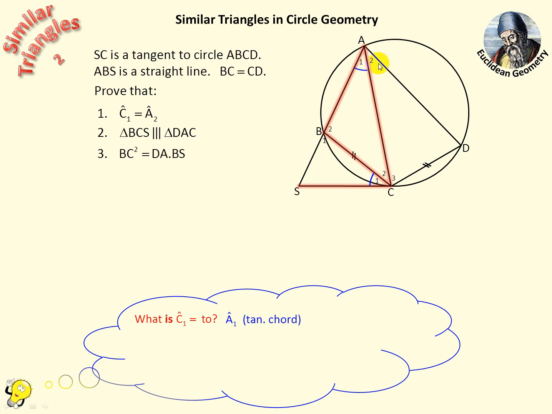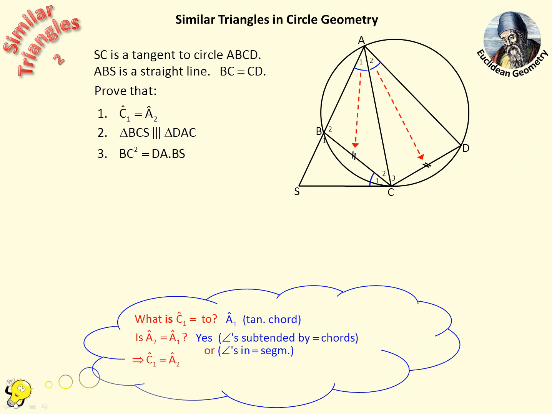Now the question is, is A2 equal to A1? Because then that would make A2 and C1 equal. And there's our big hint. They're both opposite equal chords. So yes, angles subtended by equal chords, or angles in equal segments. And therefore we can prove C1 equal to A2.